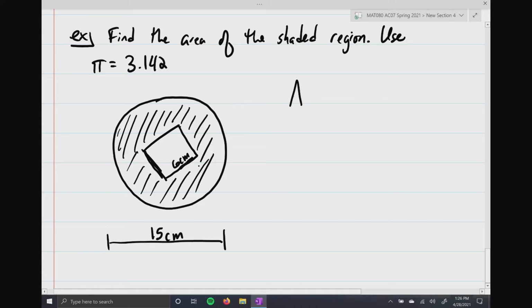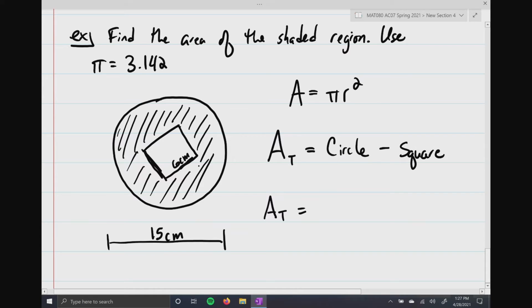Now, I know the area of a circle is pi r squared. However, I don't want the area of the entire circle. I want the area of the circle on the outside of that square in the middle. Now, since that's a square, here's what I know. My area total, which I abbreviate with a little t, is going to be the circle minus the square. So my area total is going to be the area of the circle, pi r squared, so I'll write that underneath it. And that's going to be 3.142 times 15 to the second power minus the area of the inside, because I need to take that area away. So that's going to give me 6 to the second power.